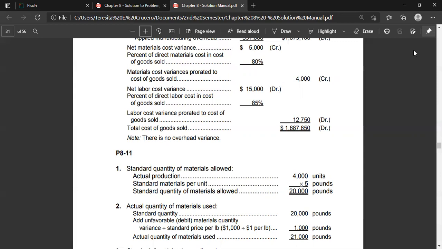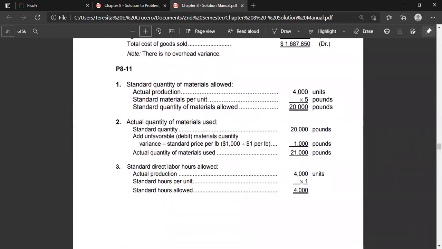Then number two, the actual quantity of materials used. The standard quantity is 20,000 pounds, and then we add back the unfavorable debit materials quantity variance divided by the standard price per pound. So we have now 1,000. That's your material quantity variance. It's unfavorable because it's on the debit side. So we have now 1,000 pounds. The actual quantity of materials used is 21,000 pounds.